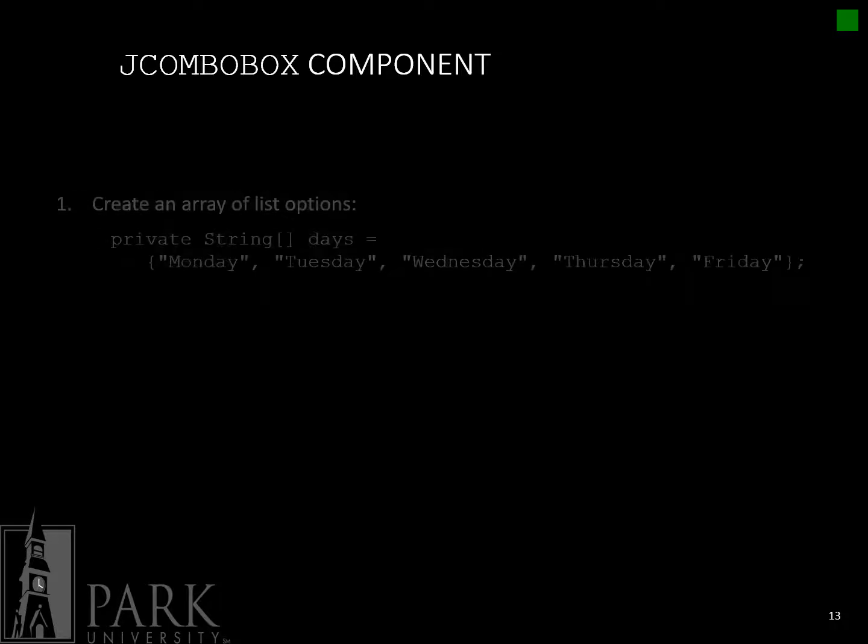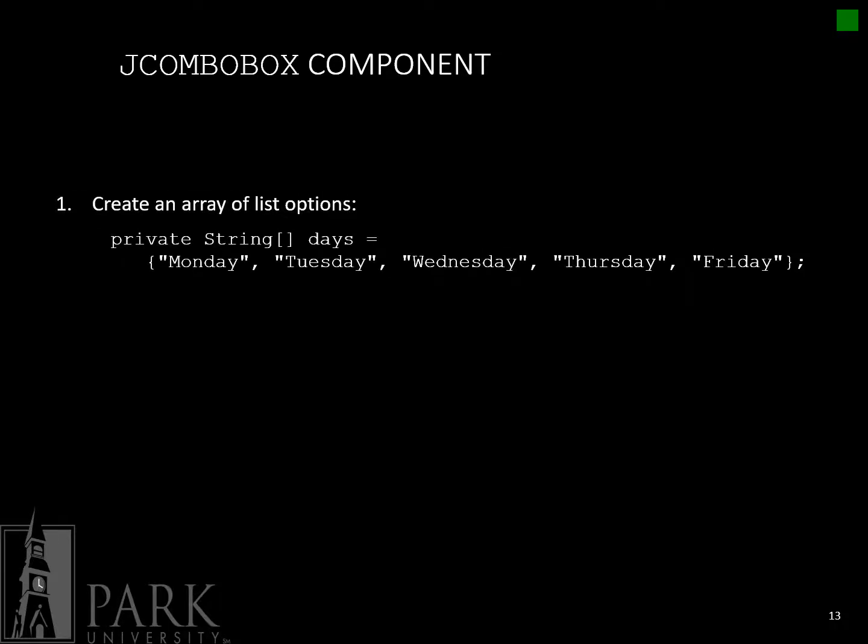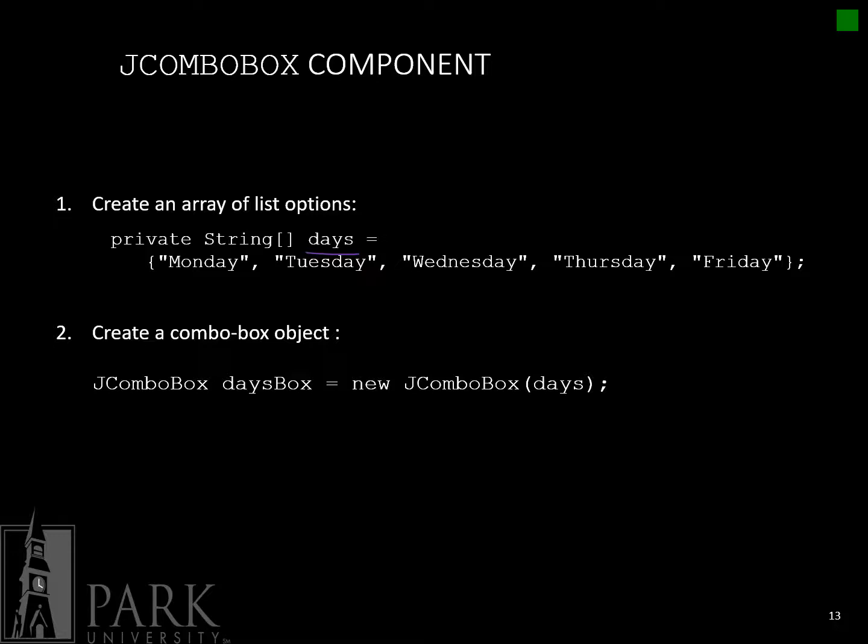So how do you work this UI magic? Well, mostly like all the other components. But first we need to create an array of list options. Right? So here we're creating the string days, an array of string days, and we're just populating it with Monday through Friday, right? And then we create a combo box object by passing the array into the combo box constructor. So here we've got our days box, and we pass in our days array to the combo box as part of its constructor.